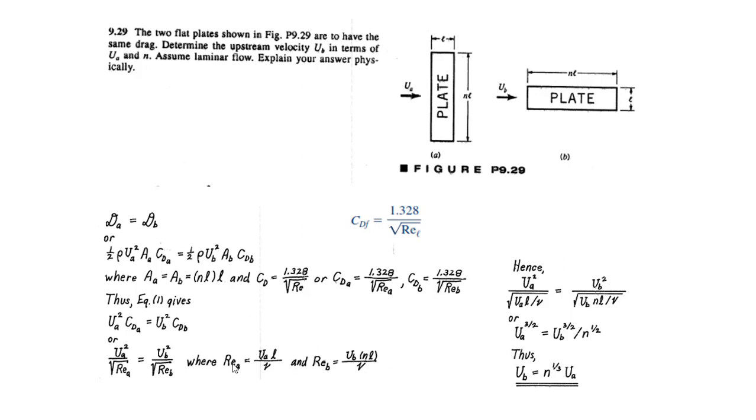So when you replace the Reynolds number in this relation, you will get this relation which is UA squared upon the square root of the Reynolds number for the l case and UB squared upon the square root of the Reynolds number for the nl case.